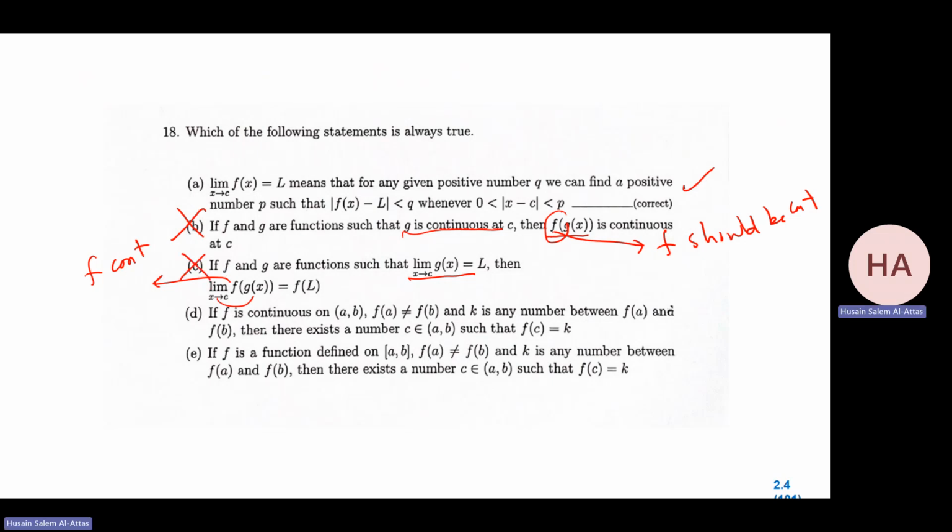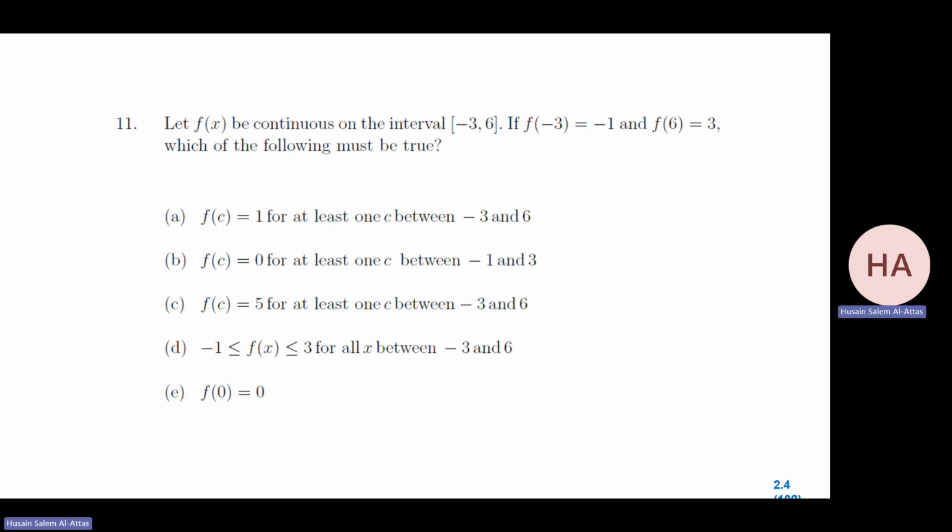So this is wrong. If it's continuous on a, b, f of a not equal to f of b, and K is any number between this and this, then there exists a number c so that f of c equals K. I need the interval to be closed interval. So this is wrong. Function, no, I want the function to be continuous. So this is wrong too. So the correct answer is this, which is not part of this course. But then I show it so that we need to be careful about the statement of this intermediate value theorem. Yeah, this is the question where you need to be careful.